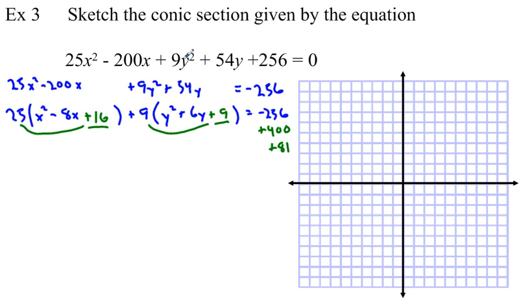Okay, so now I can write this, it's going to be close to that standard form. So I've got 25 times this perfect square trinomial, factors as x minus 4 times x minus 4, plus 9 times this perfect square trinomial, factors as y plus 3 times y plus 3. Now these numbers over here, I'm going to have to grab my calculator for that. I need to add those values together. So negative 256 plus 400 plus 81 is equal to 225.